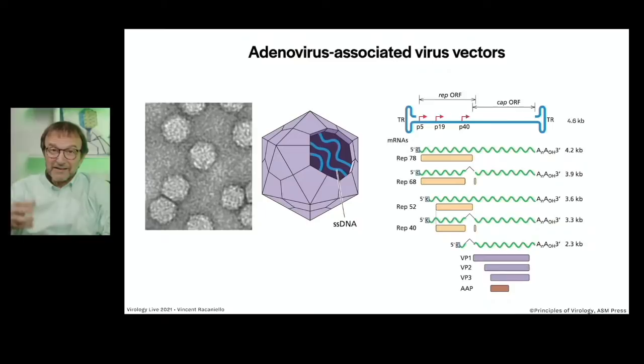These are helper-dependent viruses. Small, single-stranded DNA-containing viruses with icosahedral shells. Here's the odd single-stranded DNA with terminal repeats encoding a single capsid protein and a Rep protein, which recruits the DNA synthetic apparatus of the host cell. So again, a virus whose molecular biology has been very, very worked out.